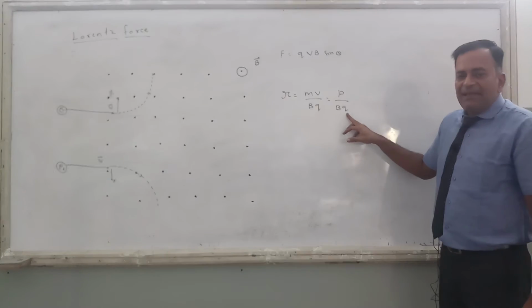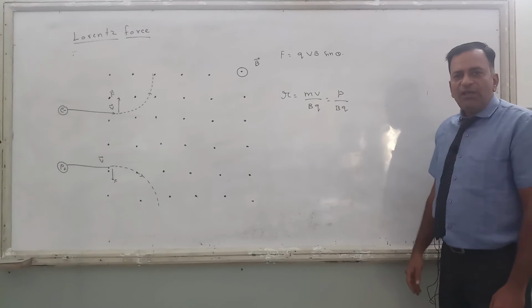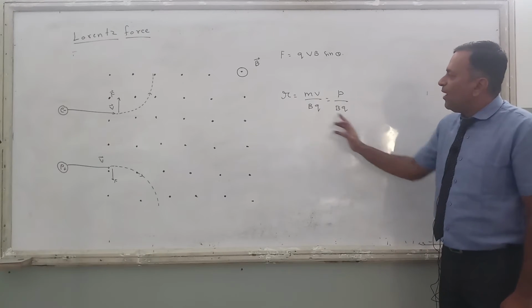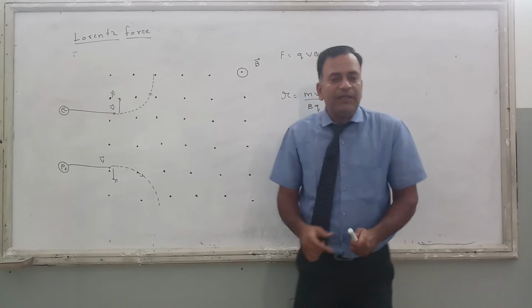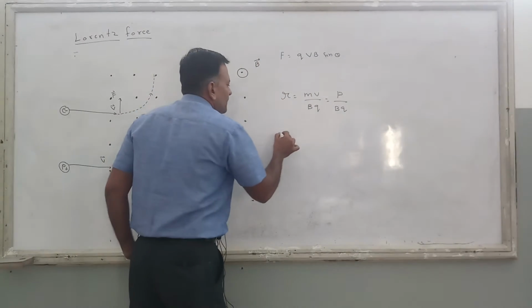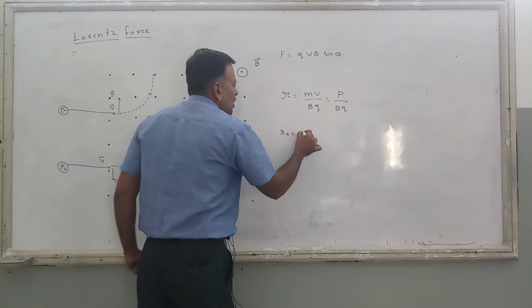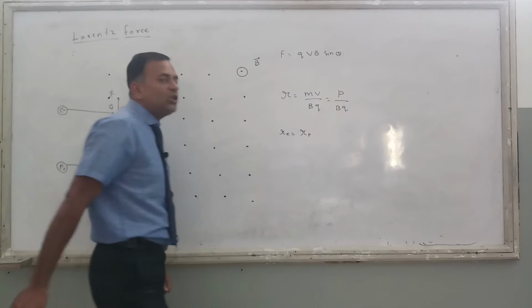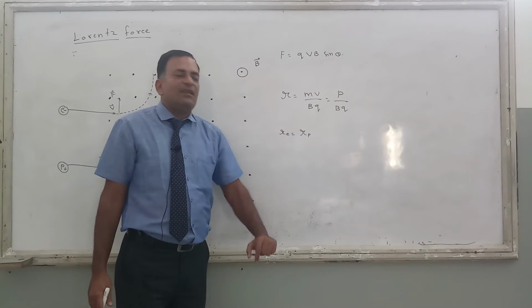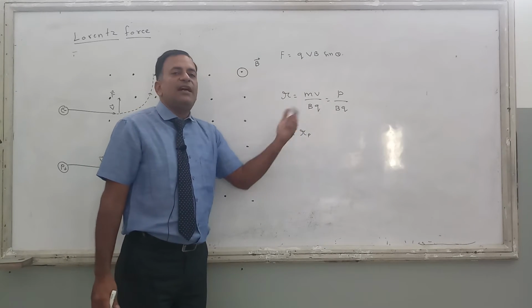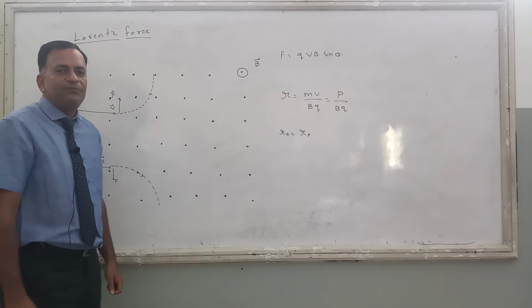And what about the charges? Their charges are also equal in magnitude. So what will be the radius in this case? The radius of proton and radius of electron will be equal. Why? Because momentum is same, magnetic field is same, charge is also same, so when all three things are same, their radius will also be same.